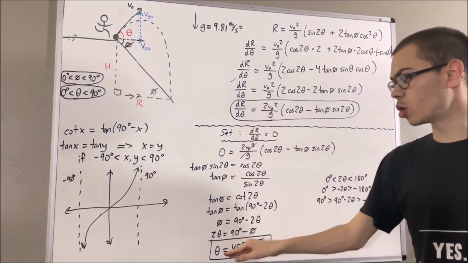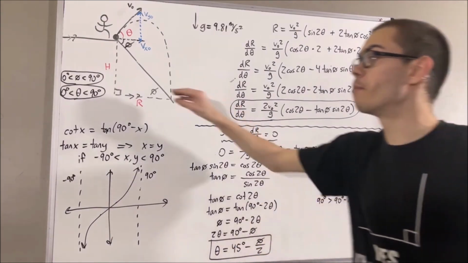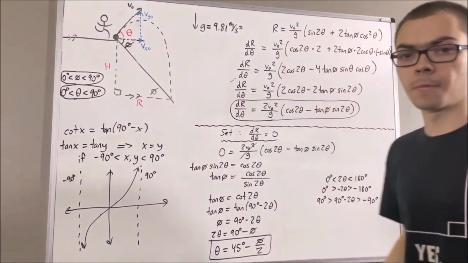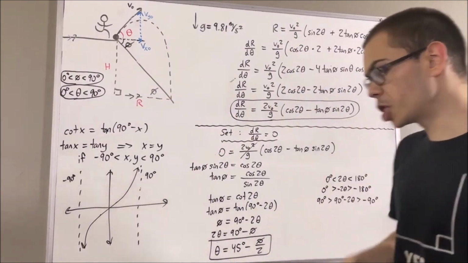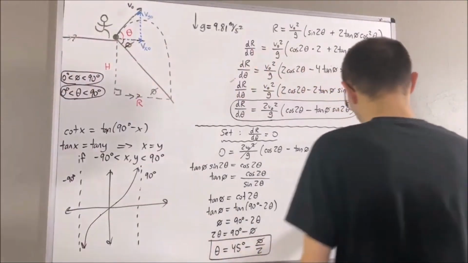And now we want to show at this launch angle, we have a maximum value for r. And to show that, here's what we're going to do.